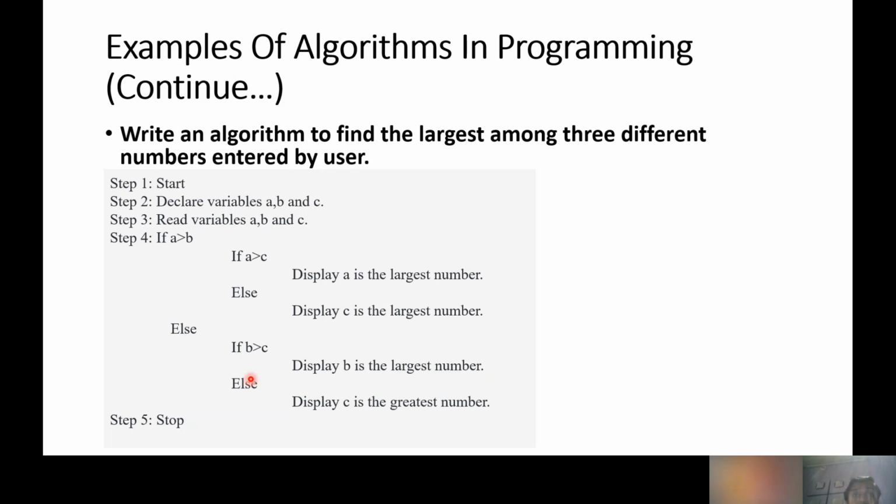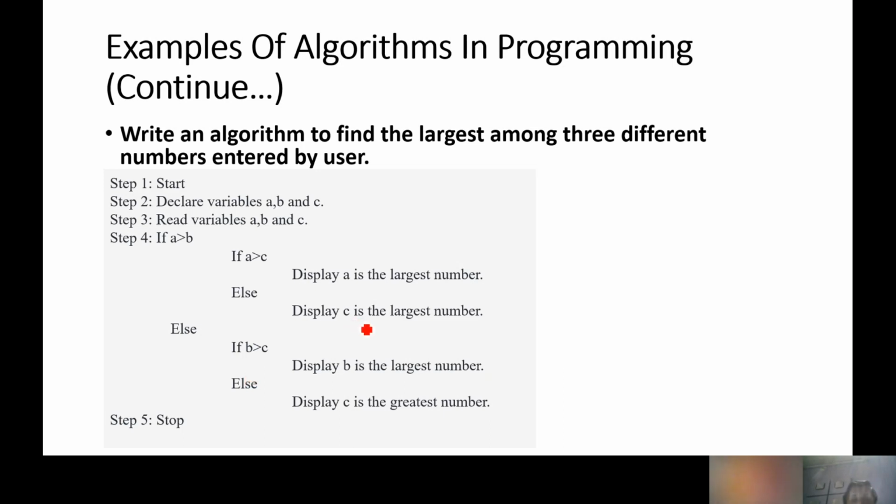Okay, write an algorithm to find the largest among 3 numbers. We have already seen its flowchart. So start, declare the variables a, b and c, read the values of a, b and c. If a is greater than b, and if it is true, then go for checking whether a is greater than c or not. If not, then the answer is c.